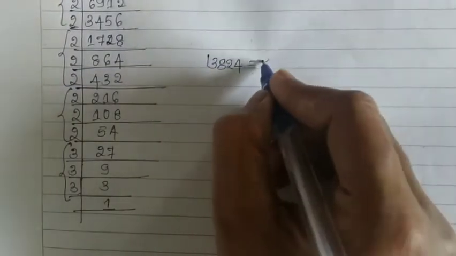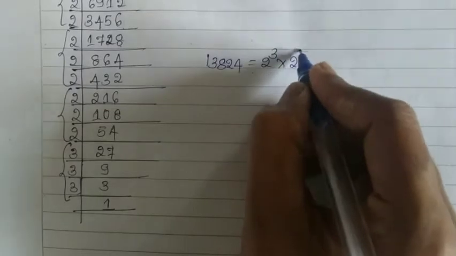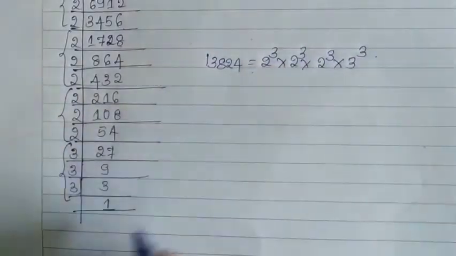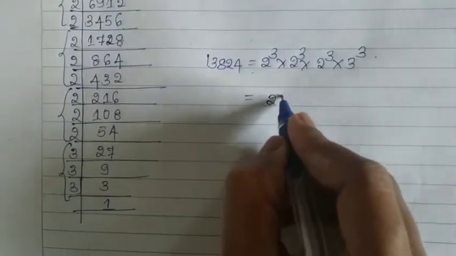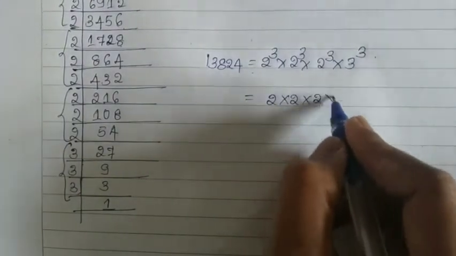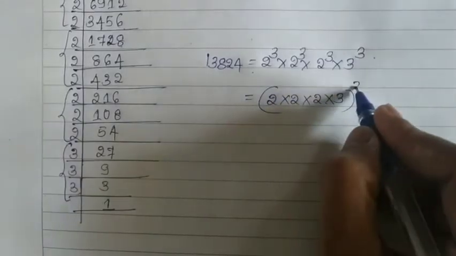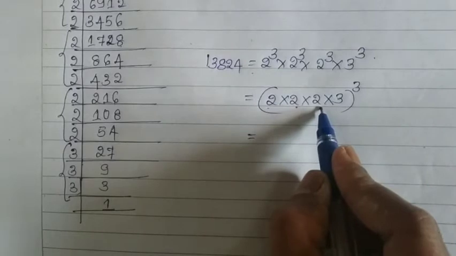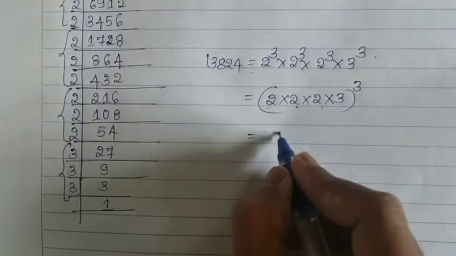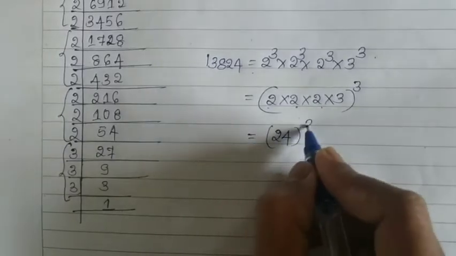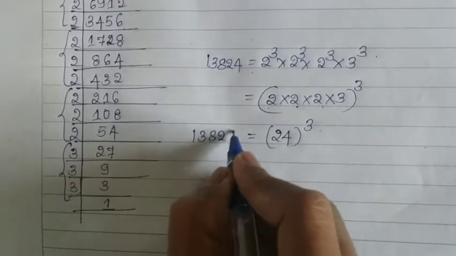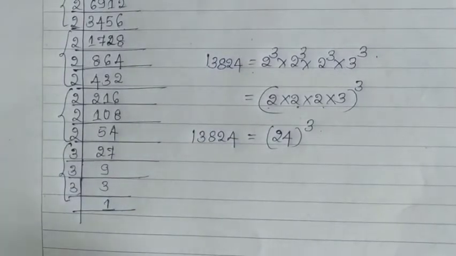13,824 is equal to 2 to the power of cube into 2 to the power of cube into 2 to the power of cube into 3 to the power of cube. Yes, 2 into 2 into 2 into 3 whole to the power of 3 is equal to 2 twos are 4, 4 threes are... 4 twos are 8, 8 threes are how much? 24. 24 to the power of cube. 13,824 is equal to 24 cube.